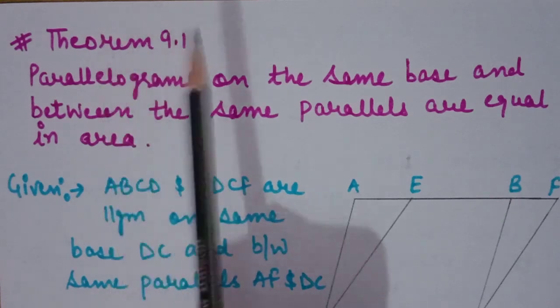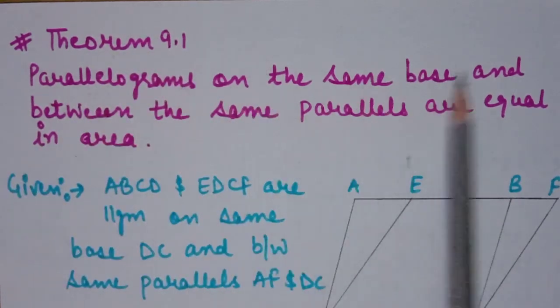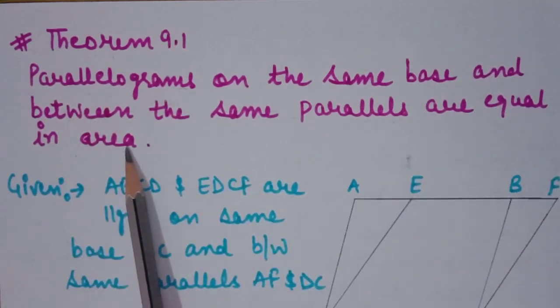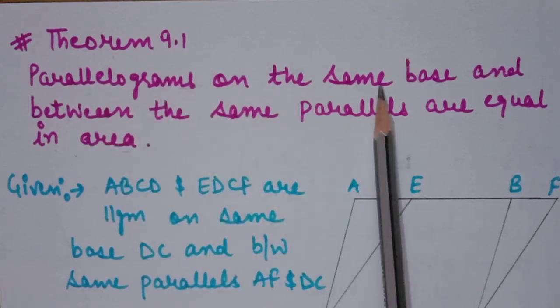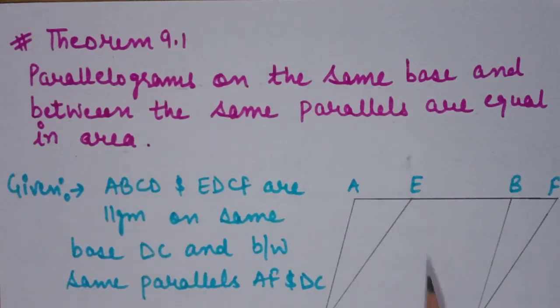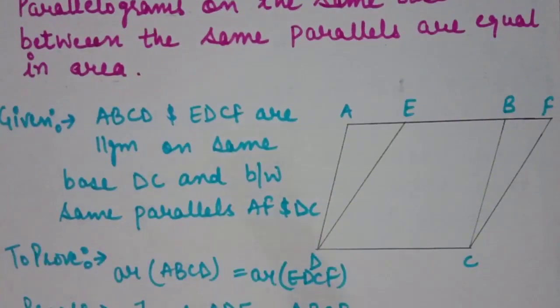Our first theorem is theorem 9.1. Parallelograms on the same base and between the same parallels are equal in area. It means we have to prove that if two parallelograms are present on the same base and lie between the same parallels, then they are equal in area. So students, first of all, we have to draw a diagram: a parallelogram ABCD and a parallelogram EFCD. Both parallelograms are on a common base DC, and DC and AF are parallel to each other. It means both parallelograms have a common base and lie between the same parallels.